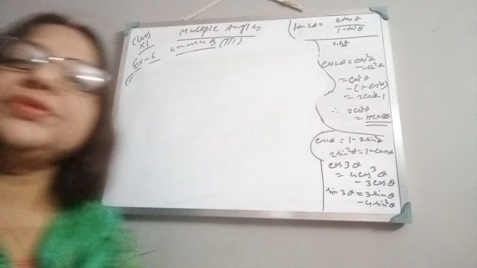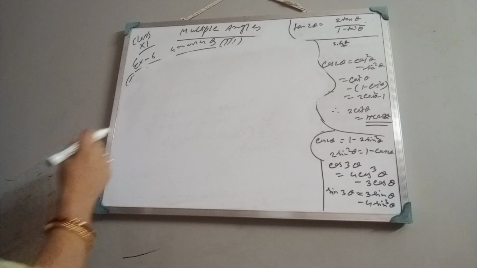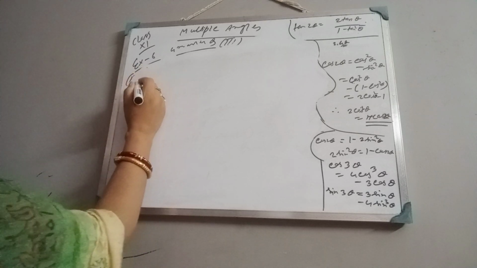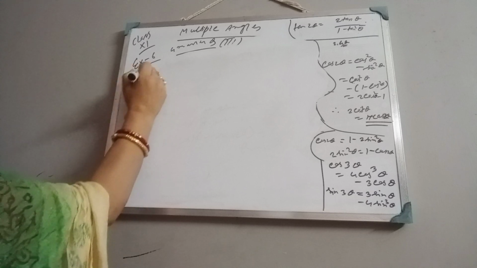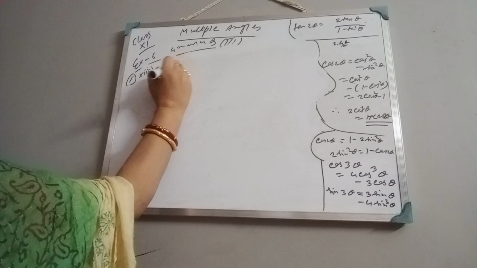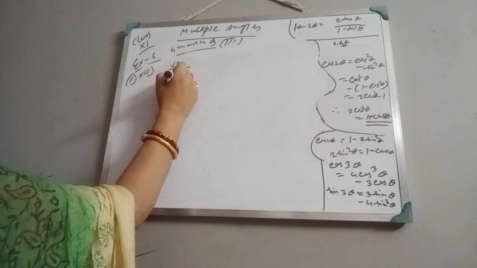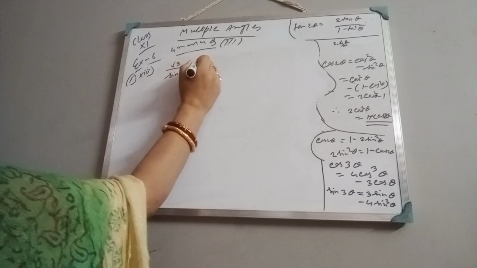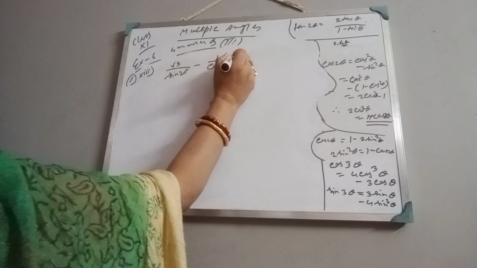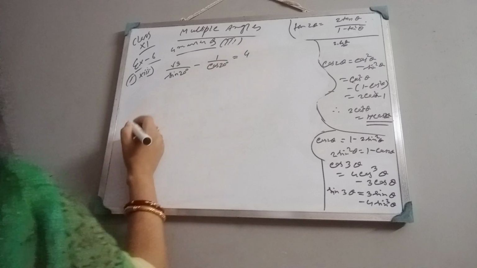Class 11, let us continue the chapter. Exercise 6, 4 marks questions, we are doing multiple angles. Now, one part, sum number 13. Root 3 by sine 20 degree minus 1 by cos 20 degree is equal to 4.